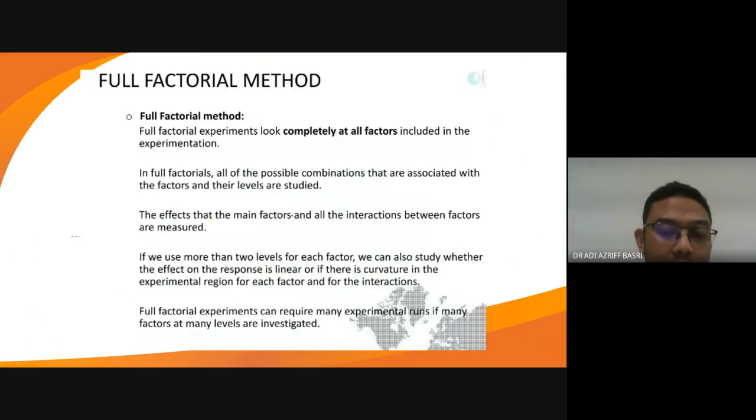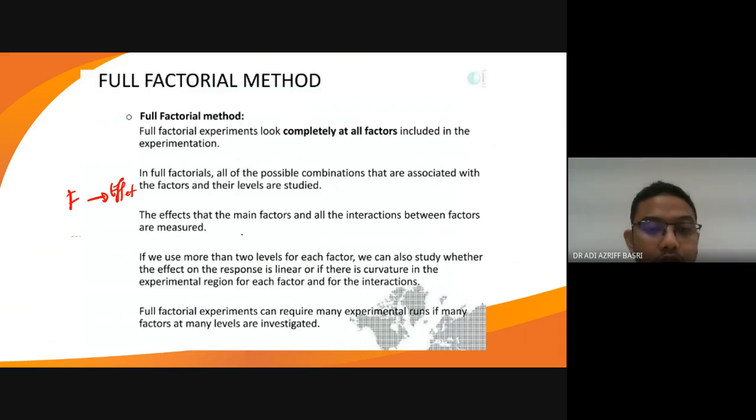Second is the full factorial method. What is the full factorial method? The experiment looks completely at all factors included in the experimentation. In the full factorial method, all the possible combinations associated with the factors and their levels are studied. So the effect of the main factors and all interactions between the factors are measurable. So you have a factor, so what are the effects? Okay, so you will measure.